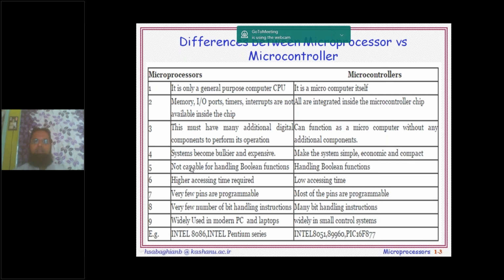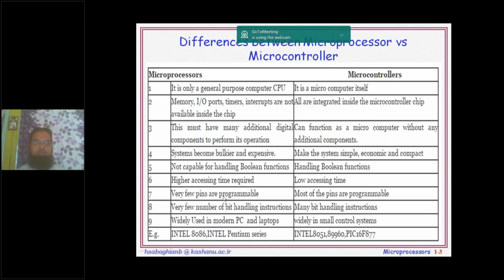The microprocessor does not have instructions which can perform Boolean functions. Whereas in the microcontroller, there are specific instructions, a separate instruction set, which can perform Boolean functions. And the access time of microprocessors is high, and the access time for microcontrollers is less. Why? Because all the elements are available on the chip. Accessing the registers or memory available on the chip is faster than accessing the registers or memory available off the chip. So that's why the access time for microcontrollers is very less.